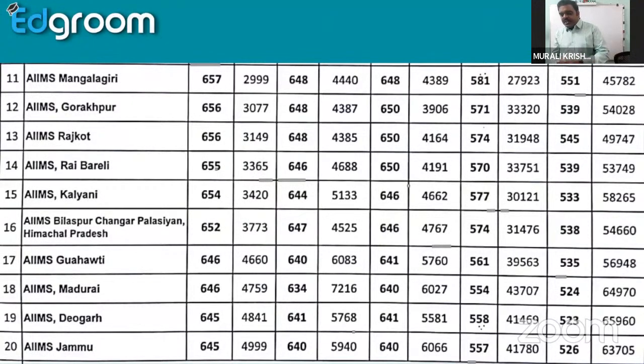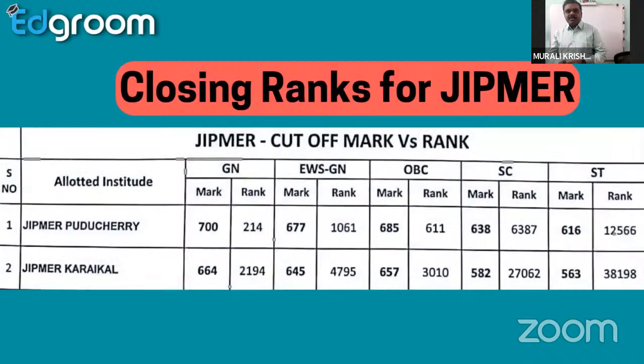In the next section, you can find the JIPMER levels. In the case of JIPMER closing levels, for the general category about 700 marks is the end point, and for the cutoff category it is 684 marks.